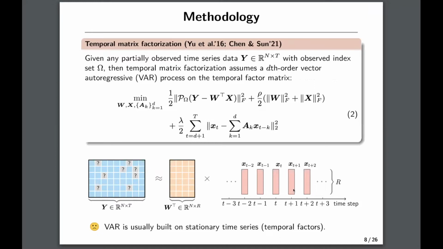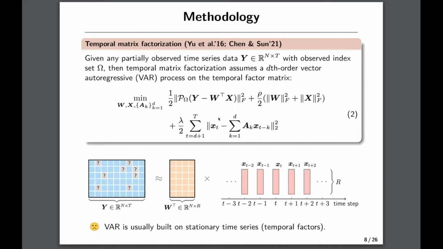One classical model is temporal matrix factorization. Given any partially observed time series data Y with n rows and T columns, n is the number of variables in the multivariate time series, and T is the number of time steps. If we use omega to denote the observed index set, then temporal matrix factorization assumes a d-th order vector autoregressive process on the temporal factor matrix. In the optimization problem, the first component is about the matrix factorization. We can factorize Y into W and X, and this is a regularization term, and this is also regularization. The last, third component is about the VAR process.